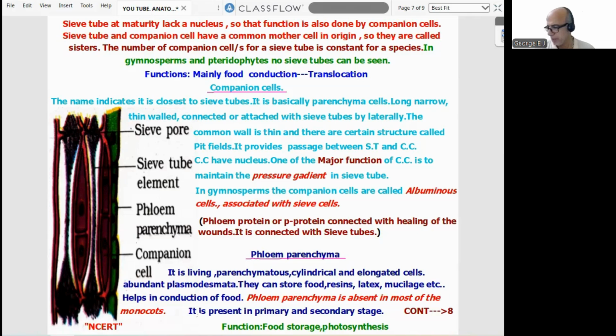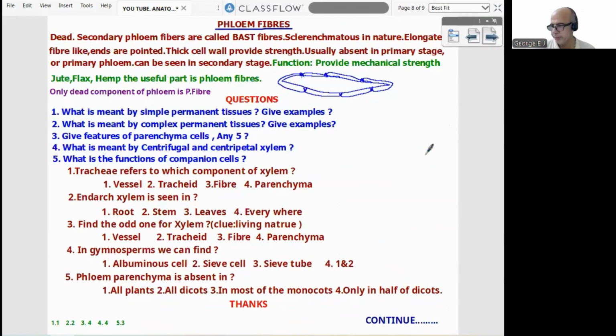Now the last component, that is phloem fibers. So it is dead. Secondary phloem fibers are called bast fibers. It is sclerenchymatous in nature, elongated, fiber-like, with pointed ends. Diagram is given here. The main function is providing strength. It is usually absent in the primary stage or primary phloem. Can be seen only in the secondary stage. Function, as I told you, is to provide mechanical strength.